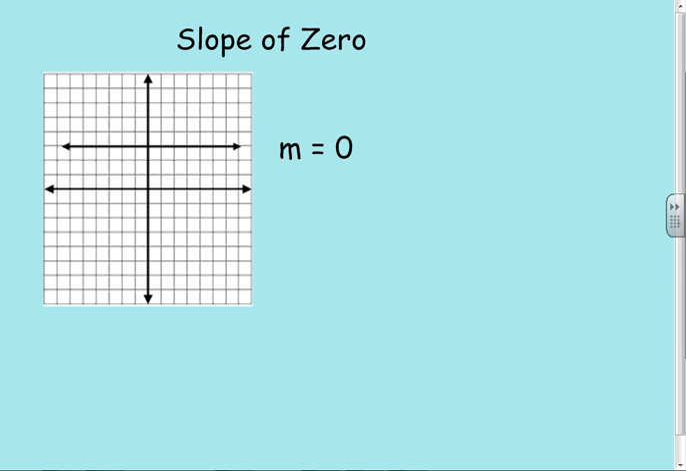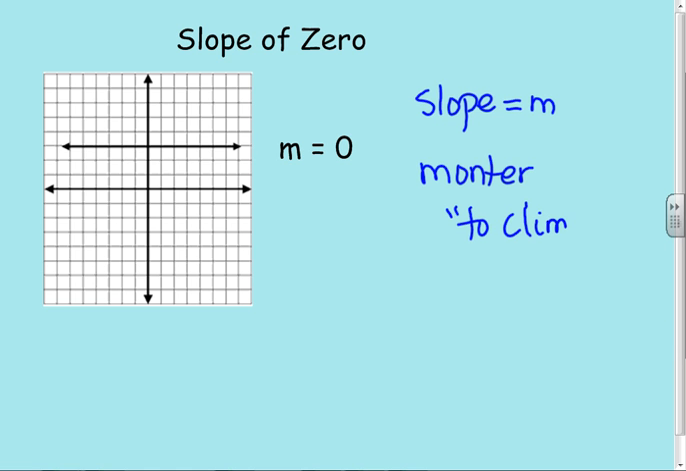Okay, slope of 0. Okay, Corey, why is that a slope of 0? By the way, the letter for slope is M. And M stands for the word monter, which means to climb. French. Monter. Okay, so our slope, we use an M. It seems to me it would have been easier to use S, but the French people had something to do with this.